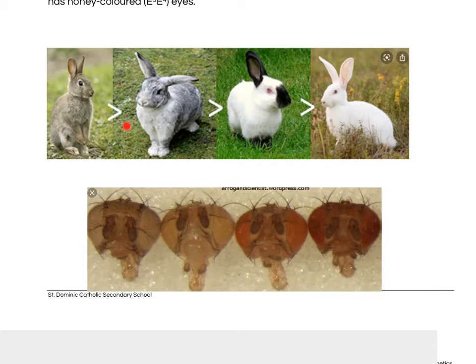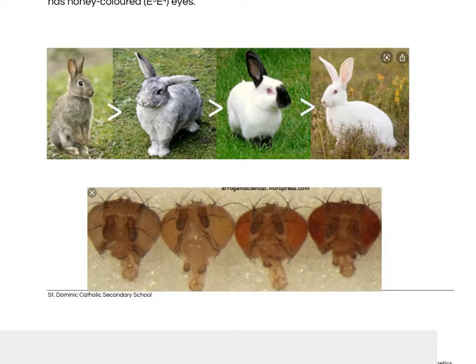You can see here that I have the greater than symbols, and that's meant to indicate the hierarchy of dominance. So in other words, there would be four different alleles here, each with a different level of dominance, with agouti being dominant over all of the other alleles, and so on and so forth.